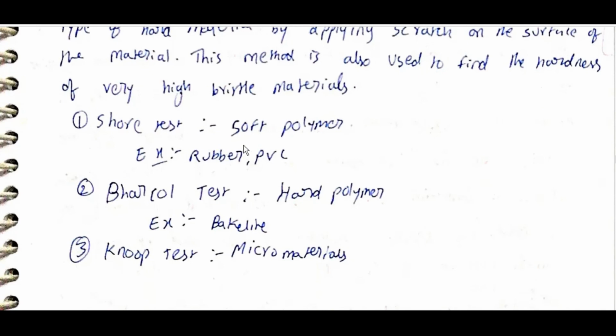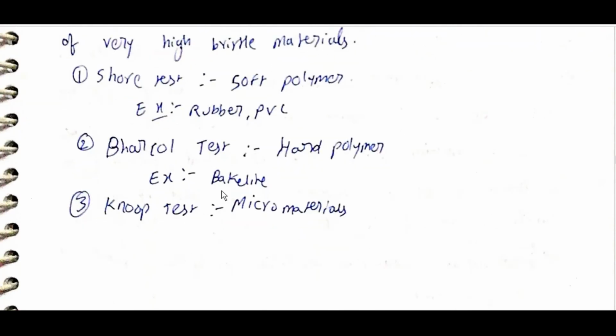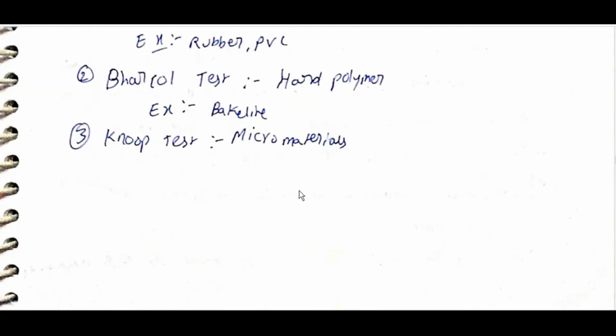Shore test is for soft polymers, for example rubber and PVC. Barcol test is for hard polymers, for example Bakelite. Knoop test is for micro materials.